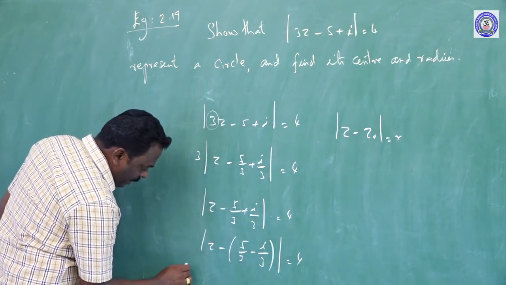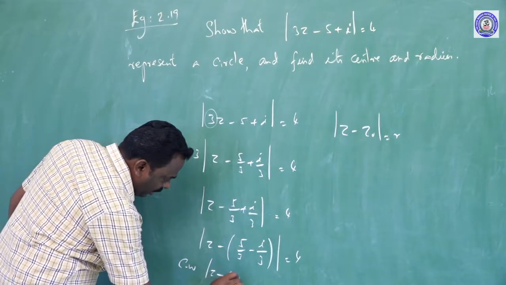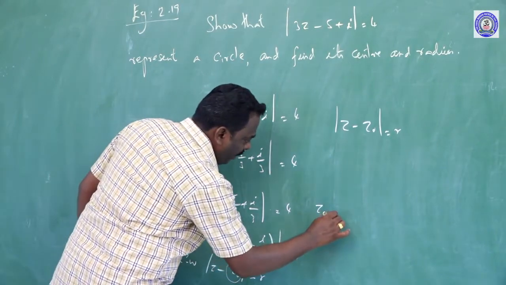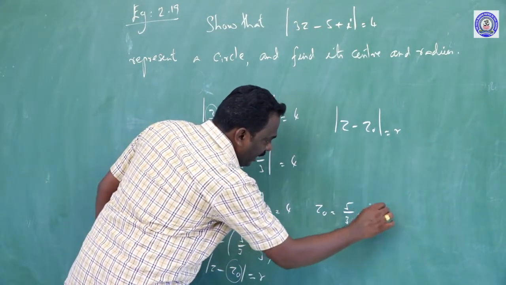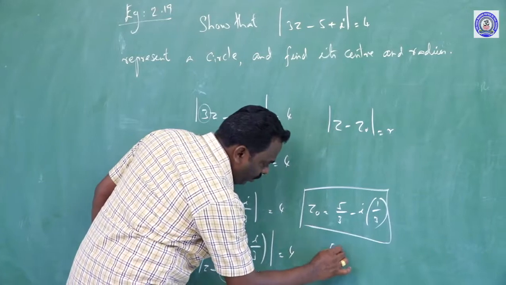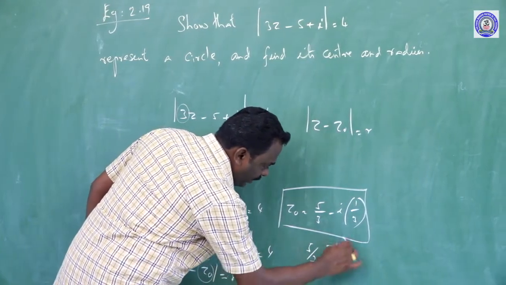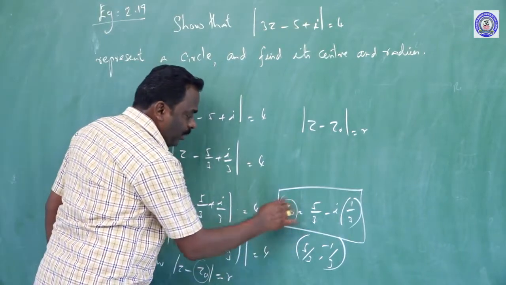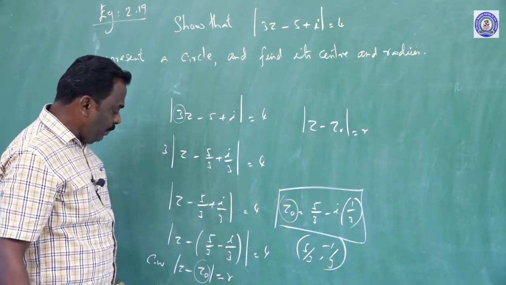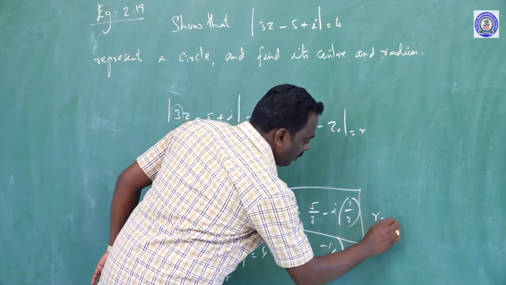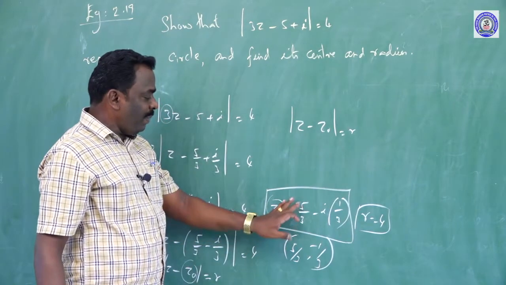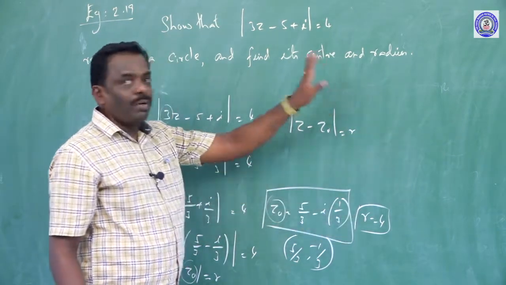Comparing this complex expression with modulus of z minus z naught equal to r, z naught is 5 by 3 minus i into 1 by 3. This is the center of the circle. In point form the center is (5 by 3, minus 1 by 3), and in complex form z naught equals 5 by 3 minus i 1 by 3. The radius equals 4. So the center is z naught equal to 5 by 3 minus i into 1 by 3, and the radius is equal to 4.